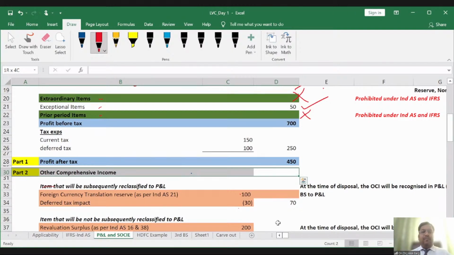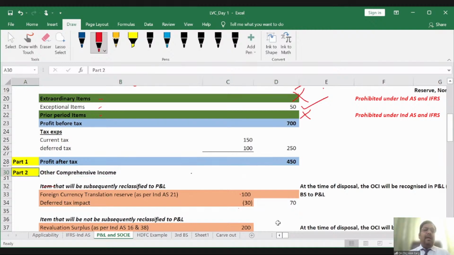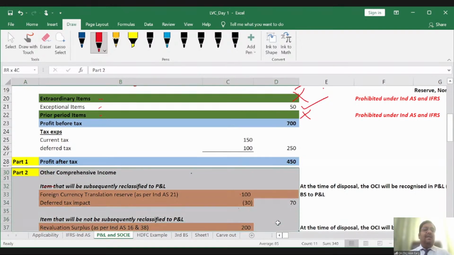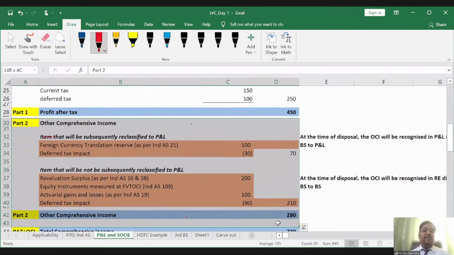So guys, a few years earlier, there was a concept of profit and loss appropriation account, right? There was a concept of P&L appropriation account. And in the P&L appropriation account, we appropriate something from the profit. I would say this is kind of that account. I'm not saying this is that account. This is kind of that account. And other comprehensive income is, in itself, like a reserve account.